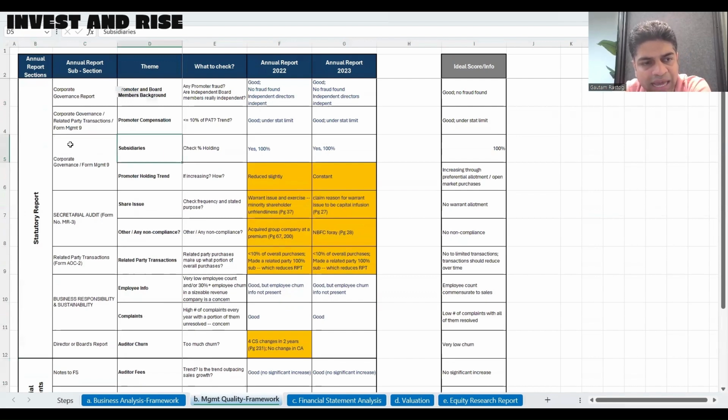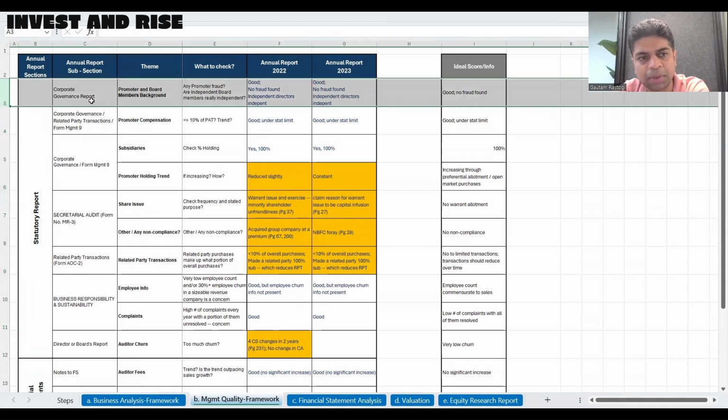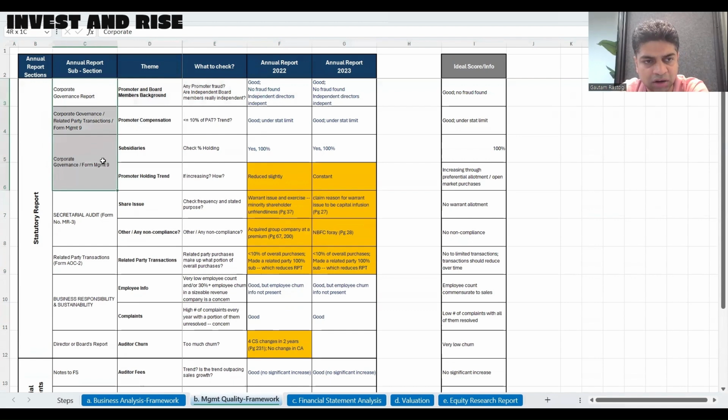Acha. All right. So now in the statutory report, see, again, at times I know it gets very daunting, कि क्या देखना है. तो the first thing that I look at is within the corporate governance report, you have these 4 things. You check who the promoters are, what's the background, you do a Google search, check their background, any promoter fraud, and they also mention who the independent board members are. You've got to check if they are really independent.